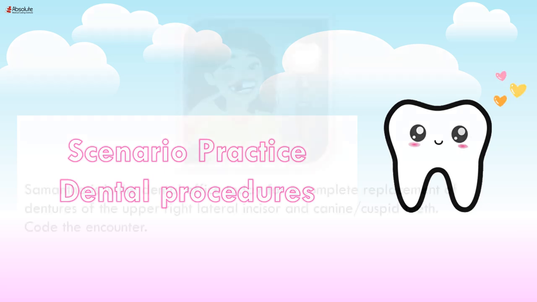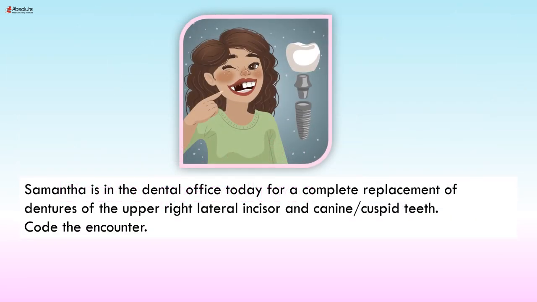All right, so we have here our first dental procedure coding scenario. We have Samantha is in the dental office today for a complete replacement of dentures of the upper right lateral incisor and canine cuspid teeth. Code encounter. All right, coders, using your handout, you have your codes there to choose from.